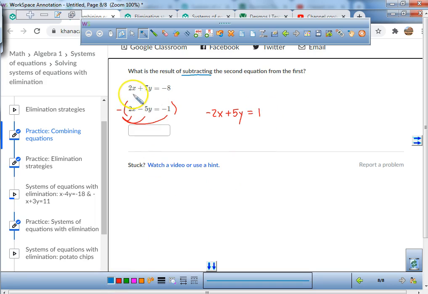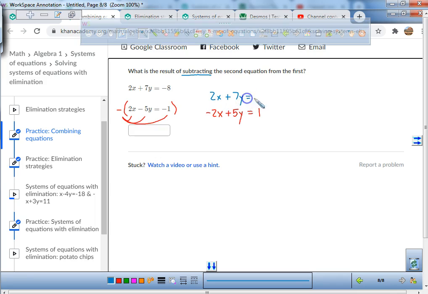All right, now take this equation and just move it over. It's not hard. That's all you got to do right there. Now, when we're subtracting the second equation from the first equation, that's why I put this in parentheses and put a negative sign, because I got to take everything away. Once you do that, just add them together. Look what happens. These eliminate. So that's 0 x's. I'll put 0. 7 plus 5 is 12. Negative 8 plus 1 is negative 7. And that's your answer. 12y equals negative 7. That's all you got to do.